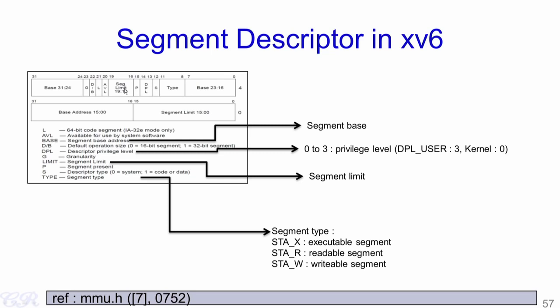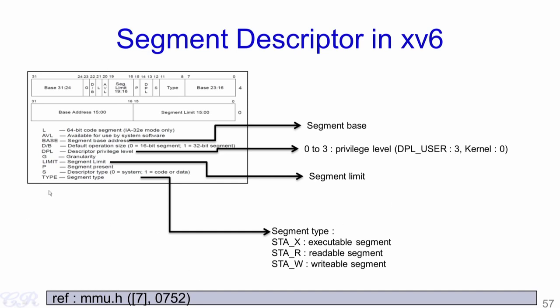Another important attribute in the segment descriptor is the privilege level. The privilege level is of 2 bits and can have values from 0 to 3. So, user processes which have the least privilege level are given a value of 3, while operating system code which has the highest privilege level has a value of 0.